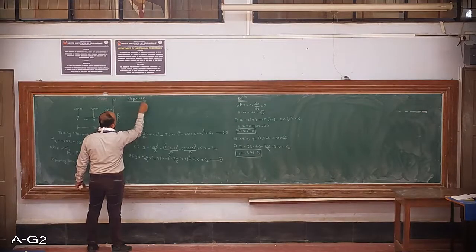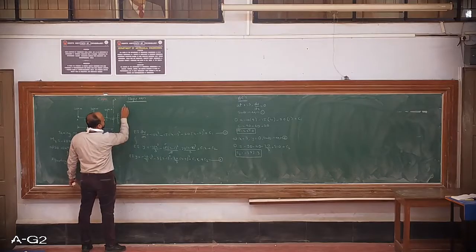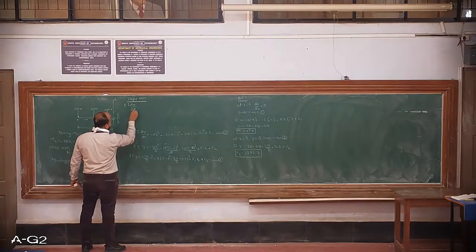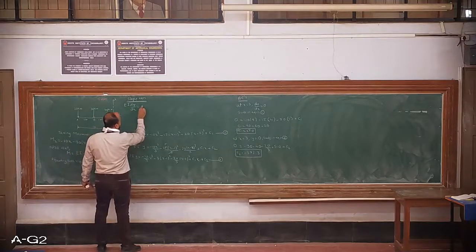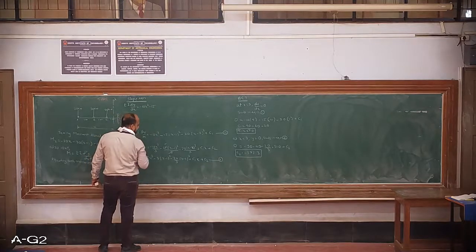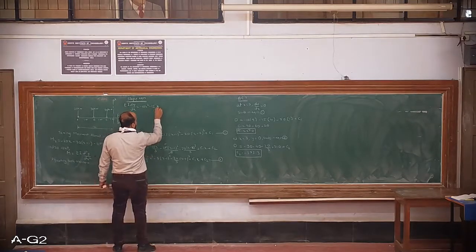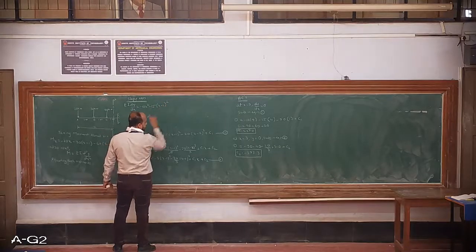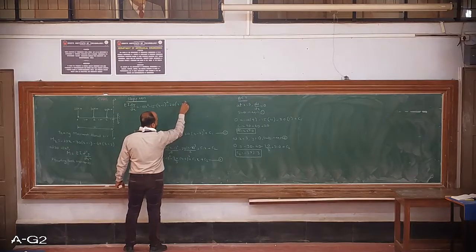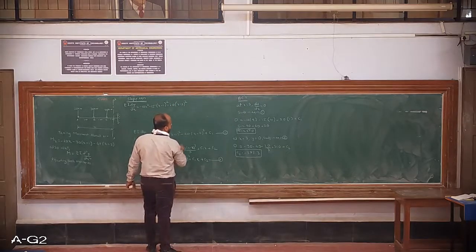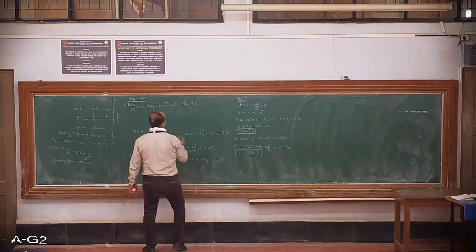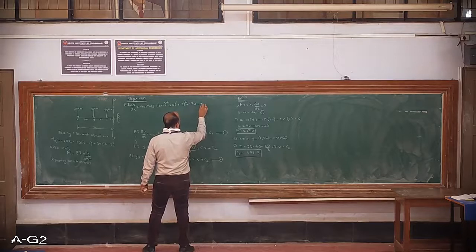This is the slope equation for the entire beam. EI dy by dx is equal to minus 10x square minus 15 (x minus 1) square minus 20 (x minus 2) square plus C1. C1 is 170. So this is the slope equation. You can call this A.